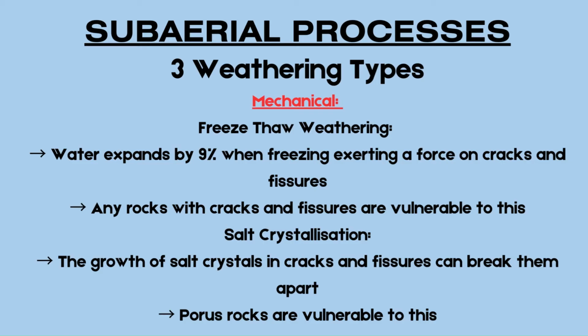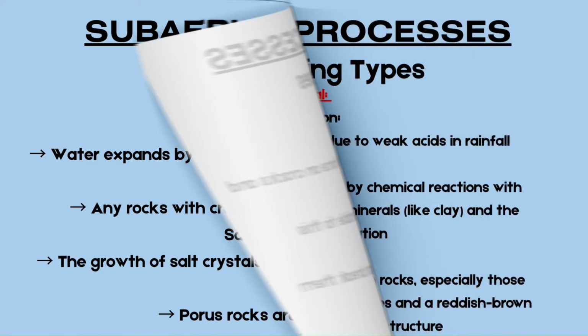Firstly, mechanical. Two types of mechanical weathering are freeze-thaw weathering and salt crystallization. Freeze-thaw weathering happens because water expands by 9% when freezing, exerting a force on cracks and fissures. Any rocks with cracks and fissures are vulnerable to this. Salt crystallization is where the growth of salt crystals in cracks and fissures can break them apart. Porous rocks are vulnerable to this.